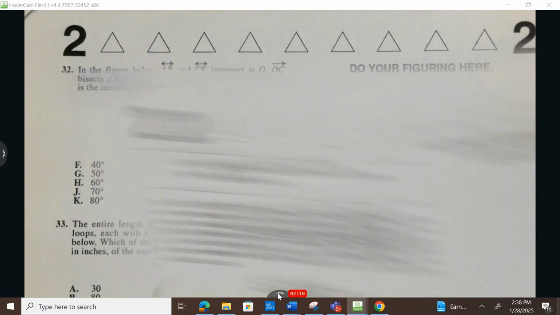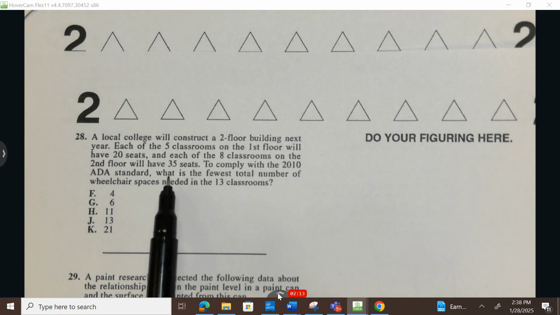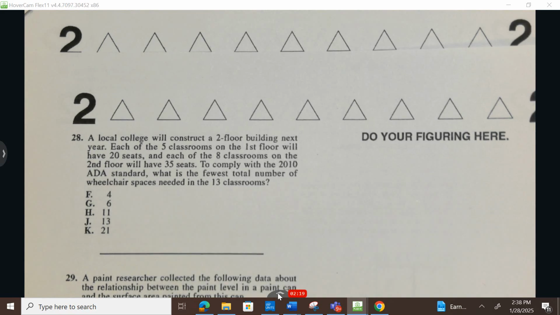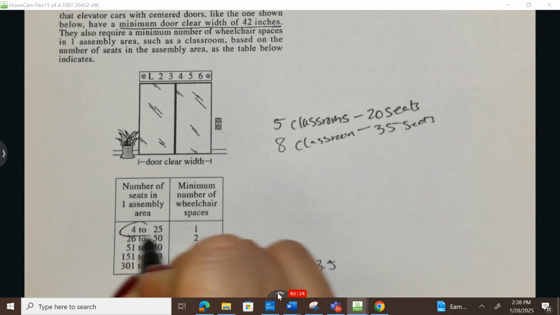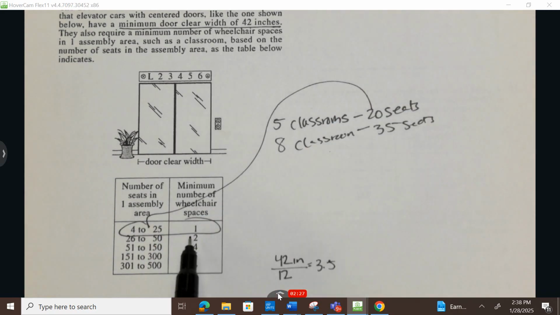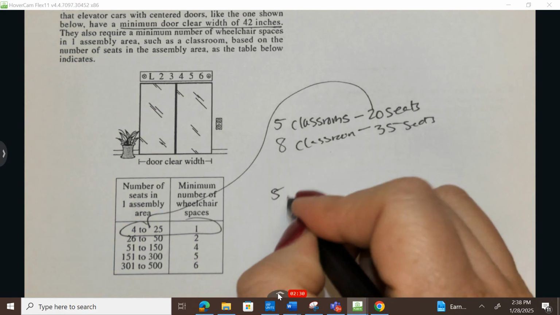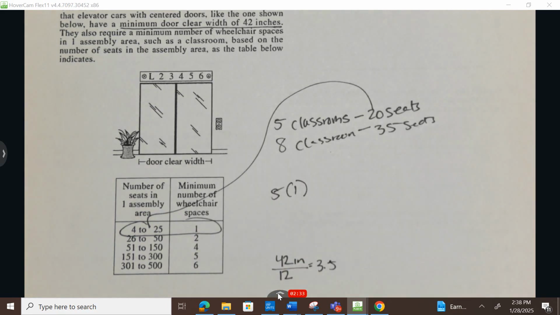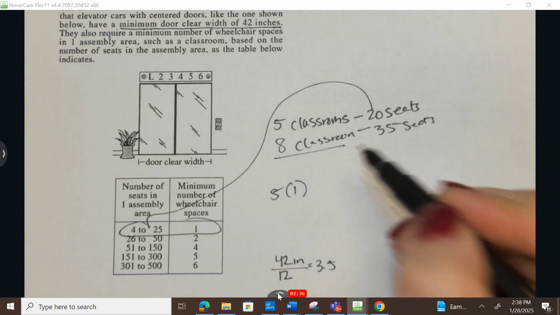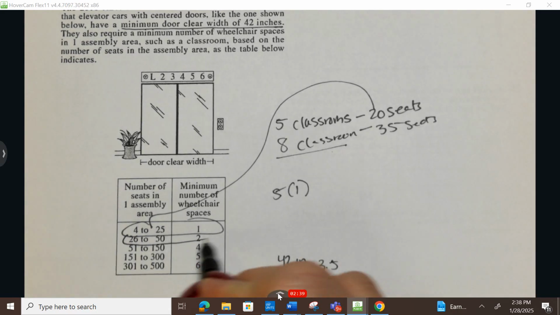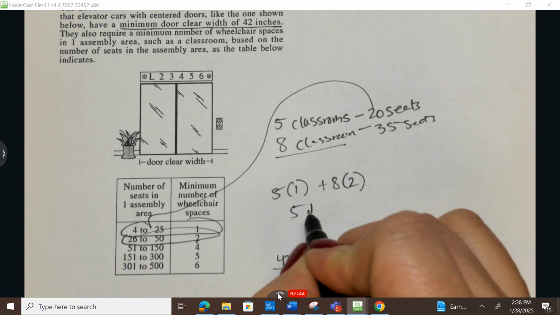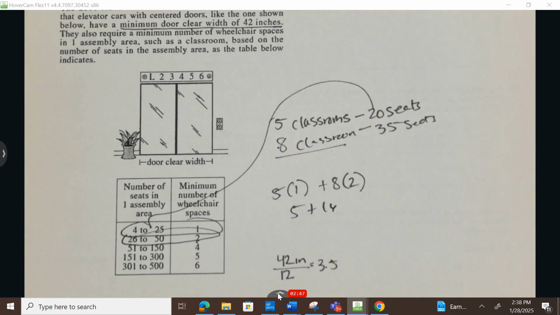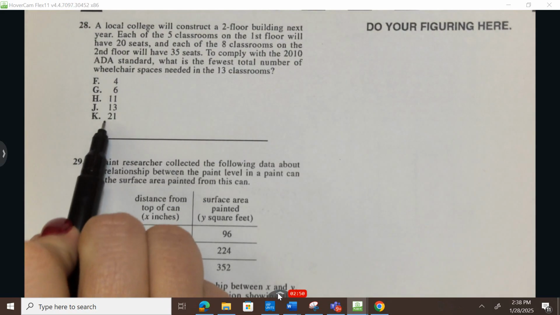Now let's see what this question is asking. To comply with the 2010 ADA standards, what is the fewest total number of wheelchairs needed in the 13 classrooms? So I need to go back and look at this table. The 20-seat classroom says you need a minimum of 1. So in each of those 5 classrooms, I need at least 1 wheelchair space. Now, the next 8 classrooms on the second floor all contain 35 seats, so I need 2. So in the next 8 classrooms, there needs to be a minimum of 2. 5 plus 16 says that of those 13 classrooms, I need to have 21 wheelchair spaces available. Correct answer is K.